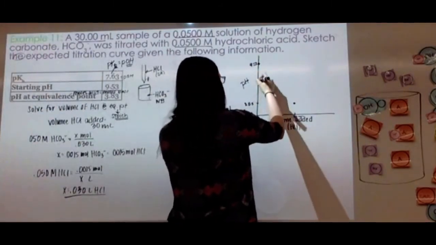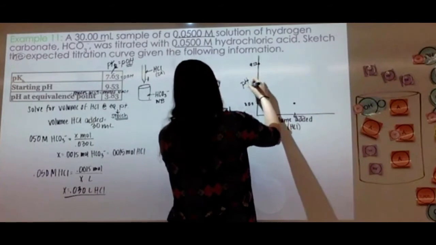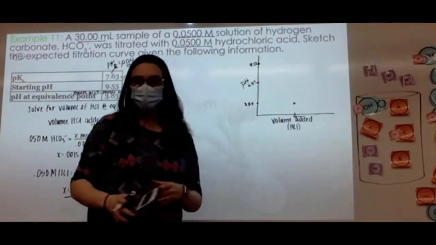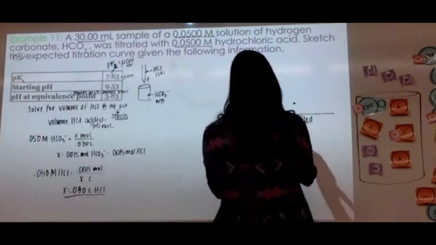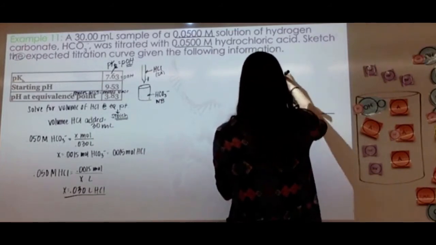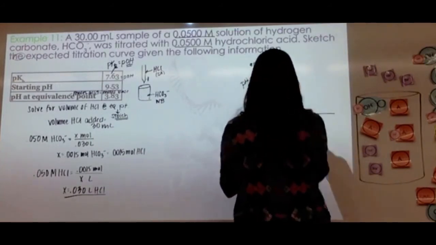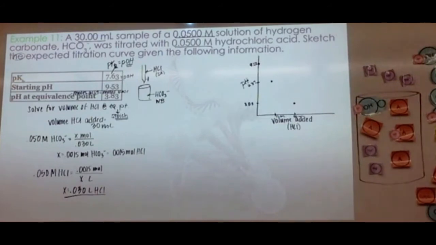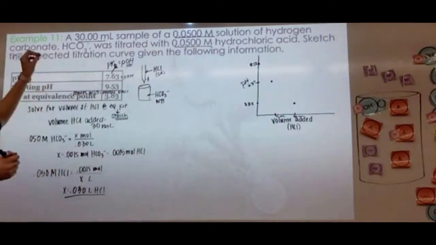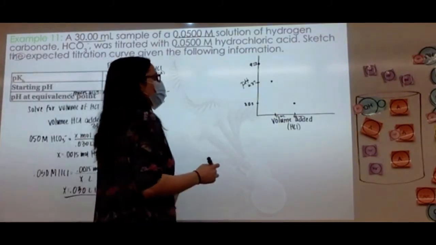So the half equivalence point pH is 6.37. Now the half equivalence point happens at half the volume. So at 15 milliliters, the pH is 6.37. Again, 6.37 because pKb equals pOH at the half equivalence point. Subtract from 14 to get pH.